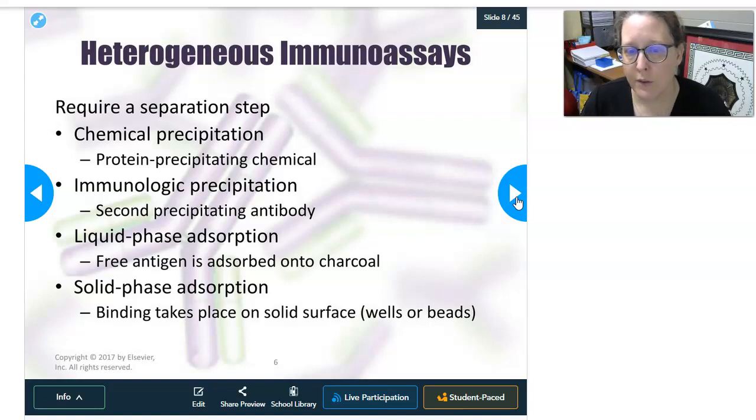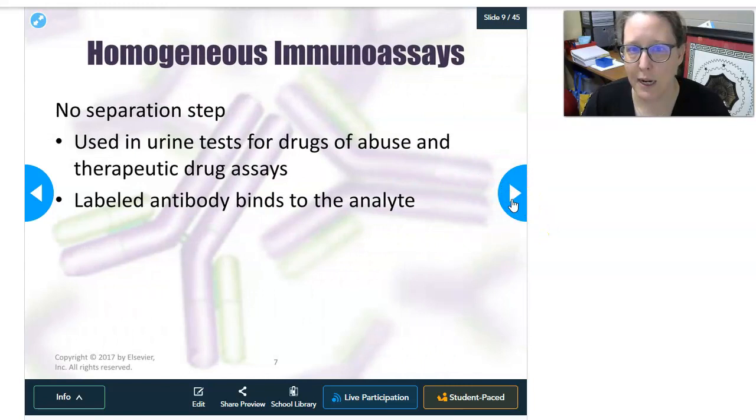Or you can have a liquid phase adsorption, so the free antigen is adsorbed or stuck onto charcoal, for example. Or you can have a solid phase adsorption, and the binding will take place on a solid surface, such as the wells of a microtiter well plate, or beads in the reagents. So again, heterogeneous, there's a separation step. So we're going to see a little bit how that works in just a minute.